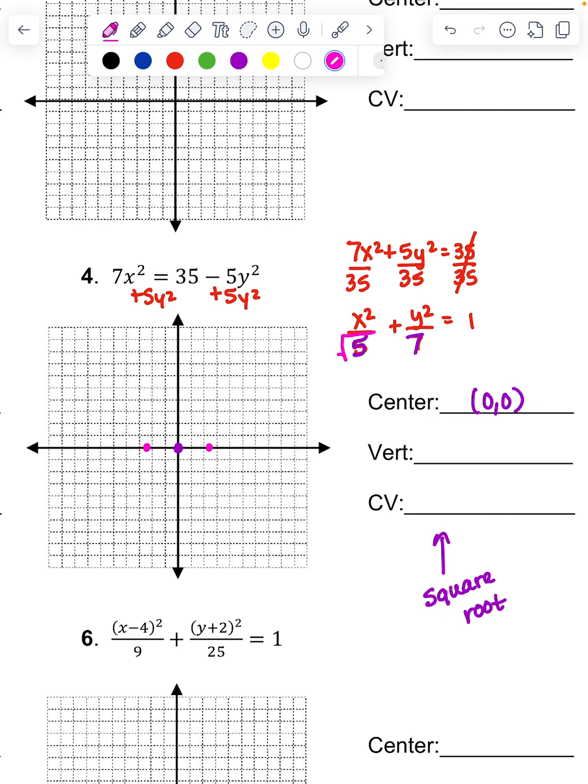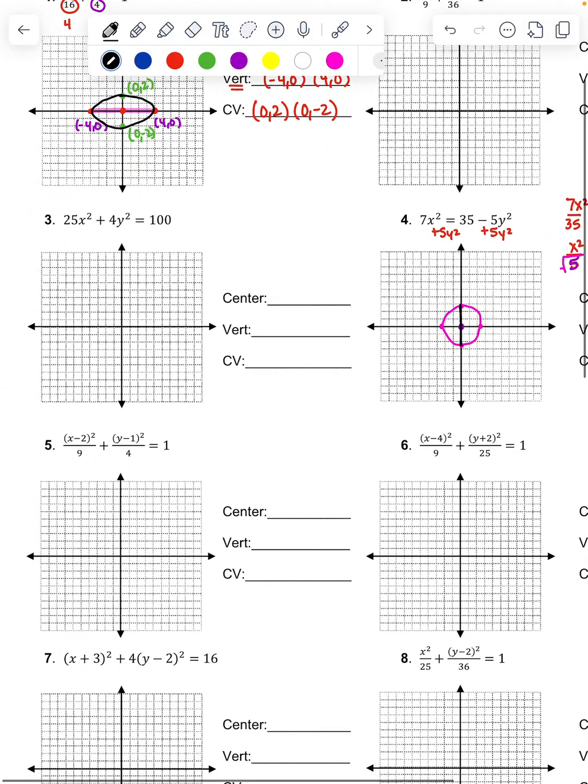And that is smaller than the 7, so it's going to be the co-vertices. I went root 5, comma 0, and I went negative root 5, comma 0. Now my vertices are the square root of 7, which is about 2.65. So I went over 0 up root 7, and I went over 0 down root 7. It looks like a circle, but it's not. My y axis right here is longer.